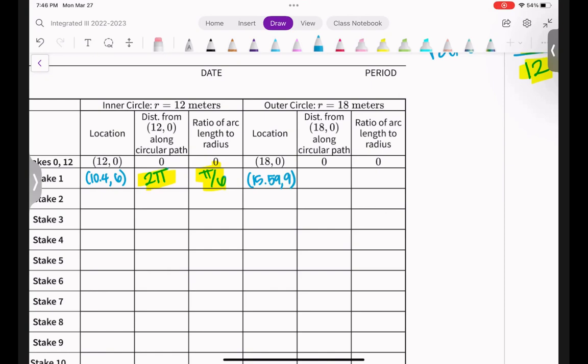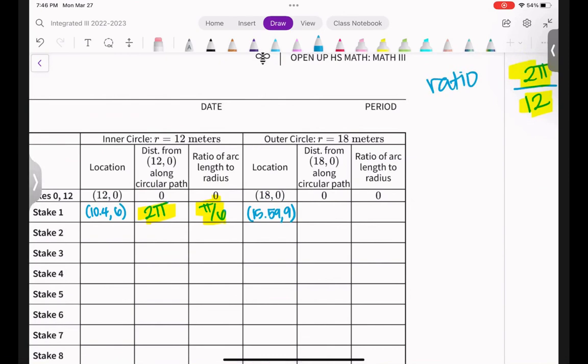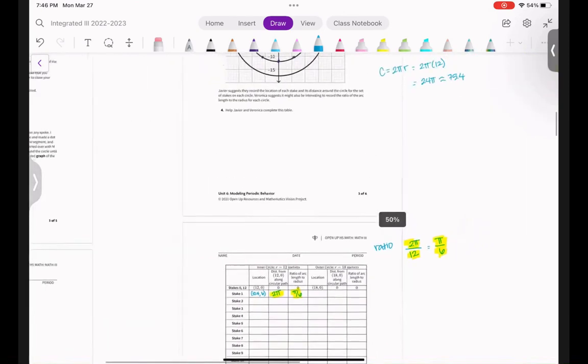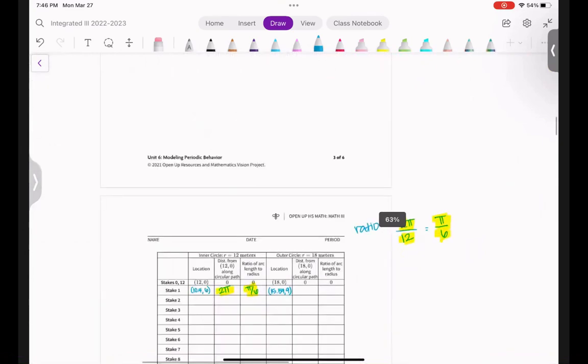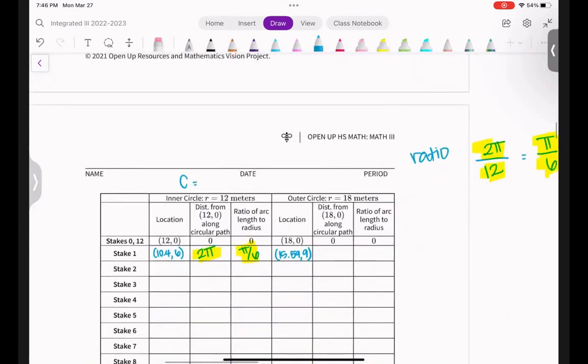And again, that distance along that circular path is still going to be, if you think about it, we have to figure out our circumference for this, right? So our circumference, I'm just going to write it on top here so you can all see. Where did we put it? Over there. It's 24 pi. So this one has a circumference of 24 pi. And then this one is the circumference of 2 pi r, which in this case, our radius is 18. So it's 2 pi times 18. So C equals 36 pi.